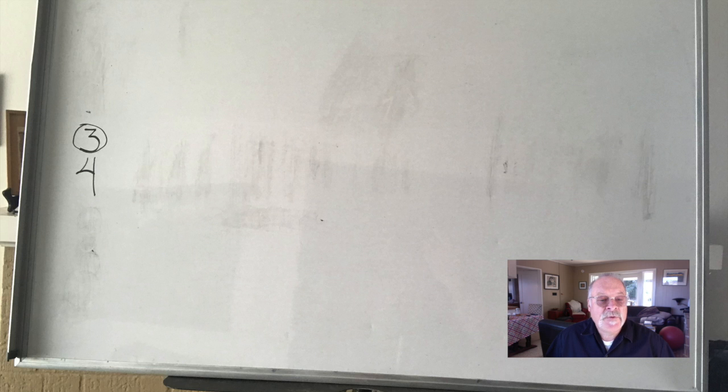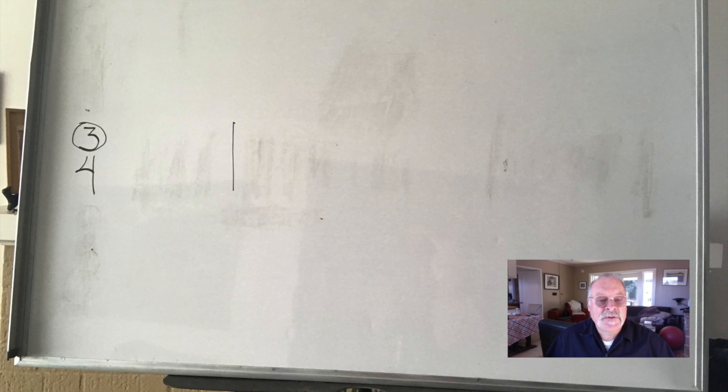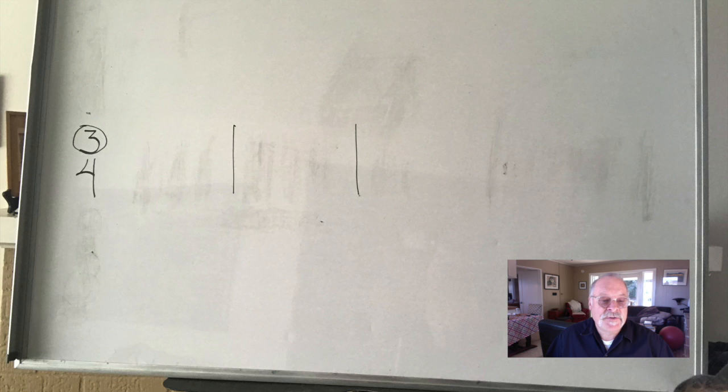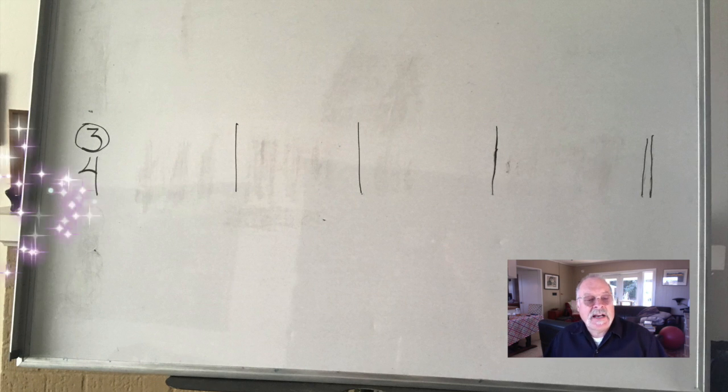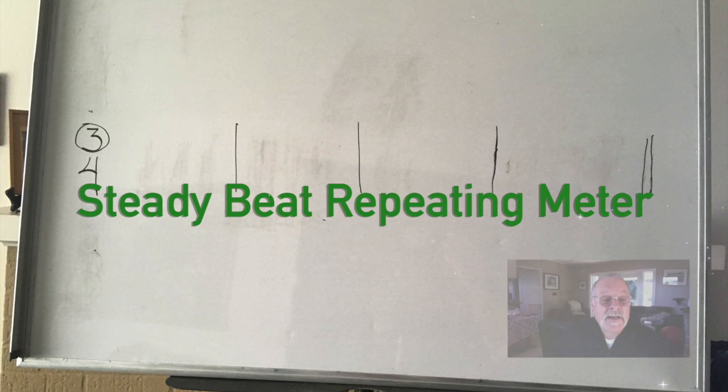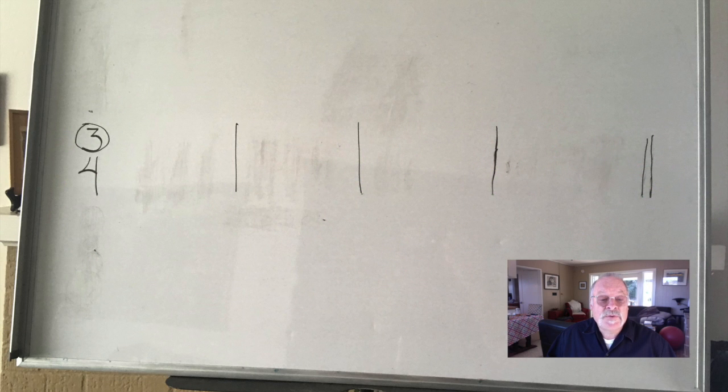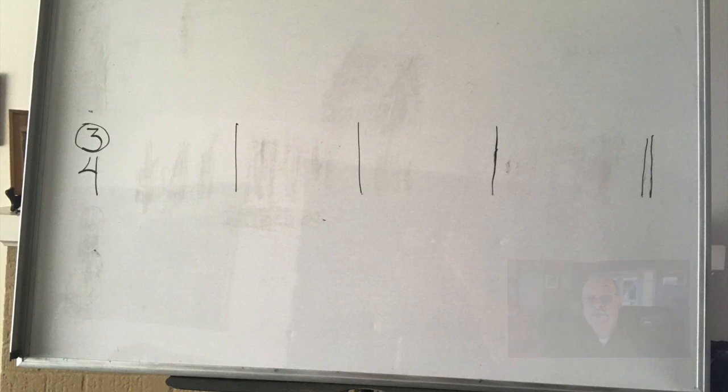It tells you how many of those notes you can fit into a measure or how many beats there are in a measure. We're going to clap beats in a measure soon and find out about steady beat repeating meter. Now let's take a quick look at some real music so we can see the time signatures, bar lines, and measures and where they are in the music.